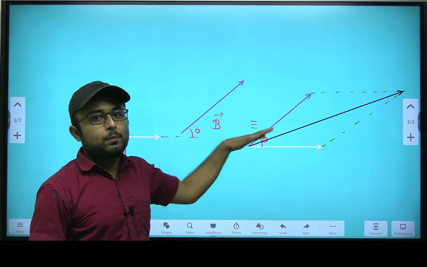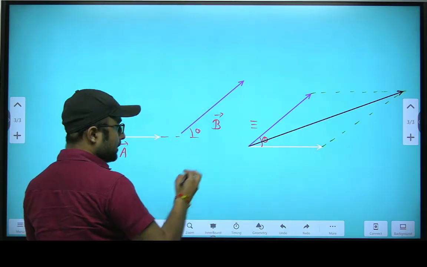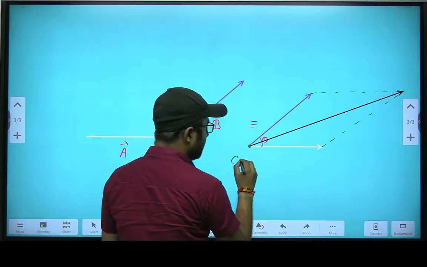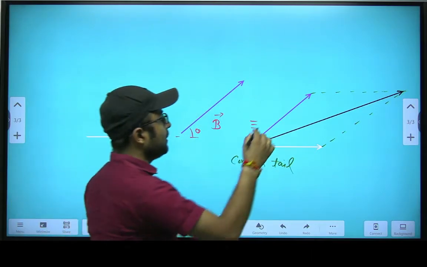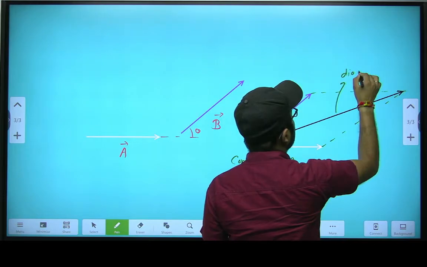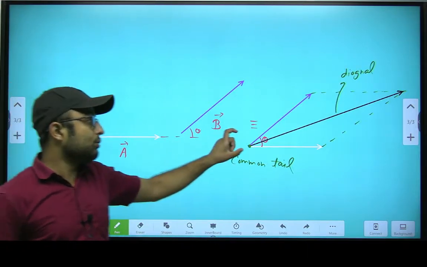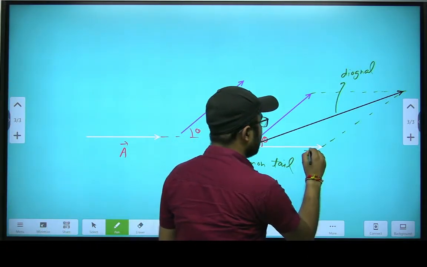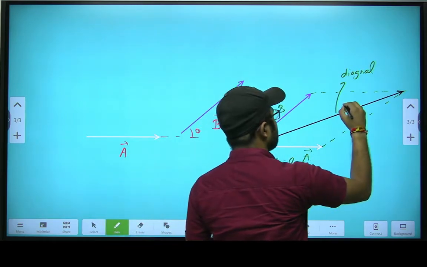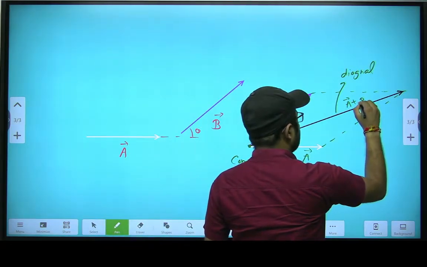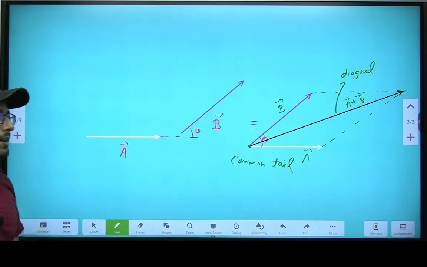The diagonal which will pass through the common tail, this is a diagonal of the quadrilateral. And this diagonal is the one passing through the common tail of vector A as well as vector B. So this will give you the sum of vector A plus B. There is another diagonal that will also give something. We will discuss it in detail.